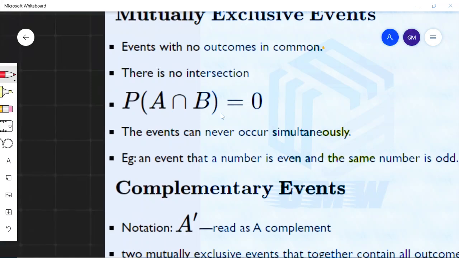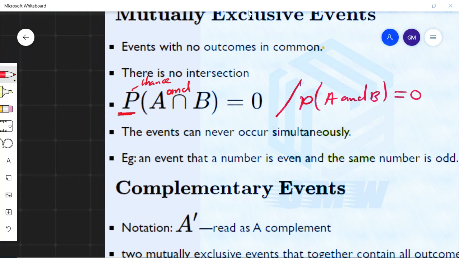These events cannot occur simultaneously. So it means the chance of the intersection occurring is 0. Are you there? So whenever you go to the exam and you see the sentence, are the events mutually exclusive, your job is to find out the probability of the intersection, or "and". Because we said intersection means "and", right? Probability of A and B should be 0. So if it happens to be 0, you conclude that the events are mutually exclusive, okay?